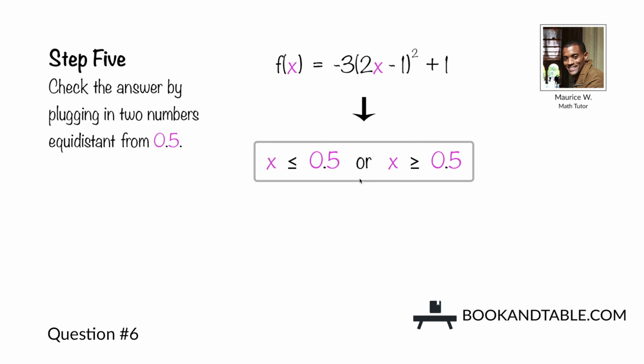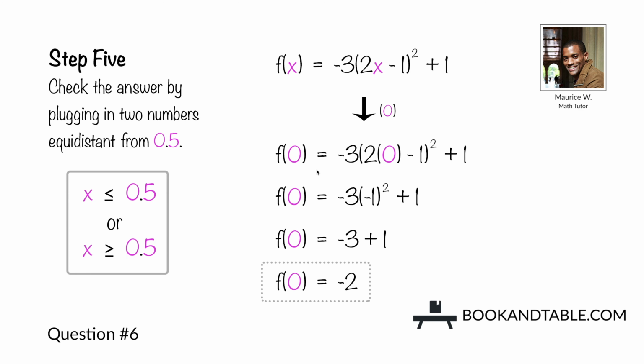And we can check the answer by plugging in two numbers equidistant from 1/2 or 0.5. So we'll first plug in f of 0, and then we'll plug in f of 1. And f of 0 is equal.